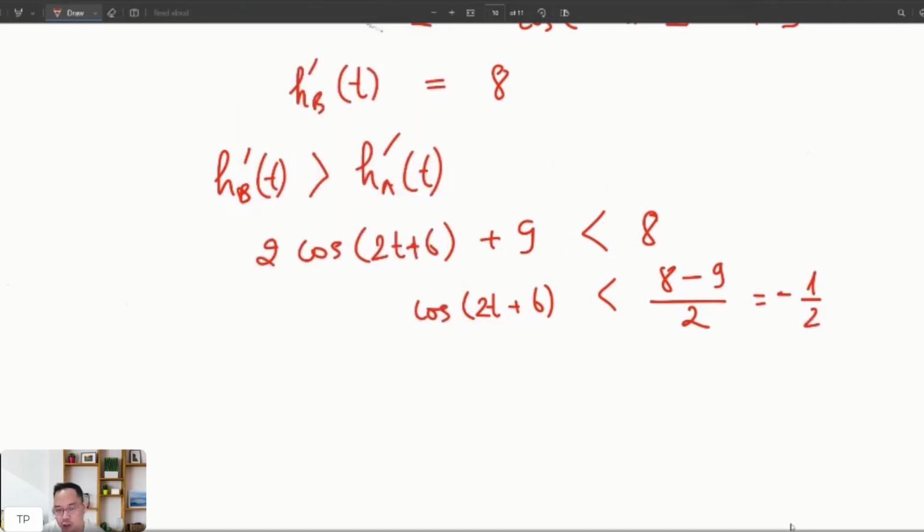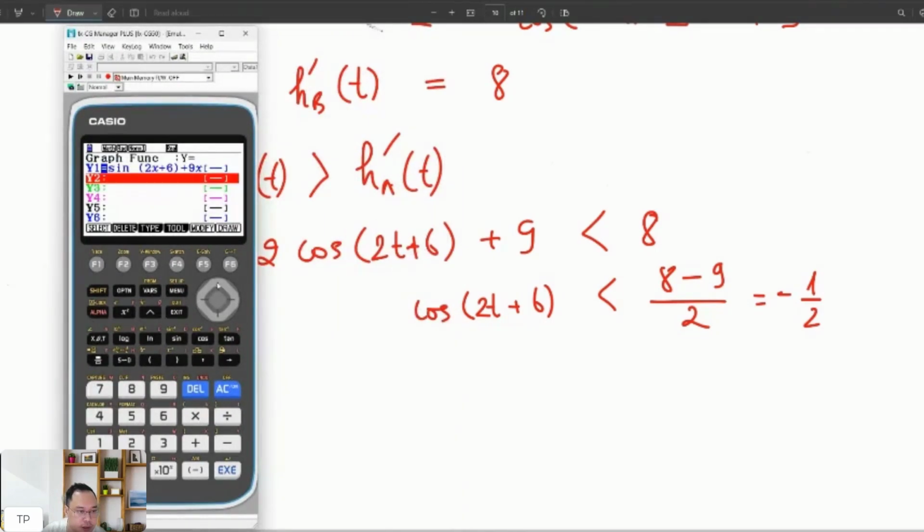I will graph the 2 functions like this. Delete the function here. The first function is the cosine of 2x plus 6. The second equation is minus 1/2. Now I will choose the window from 0 to 9 for the time, and the y value is the cosine. It should be less than 8, so the maximum will be 8. The minimum I can choose like -2. The maximum is 8 or 9, and then draw it.